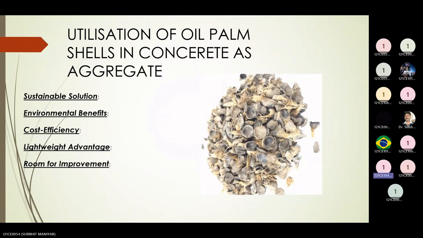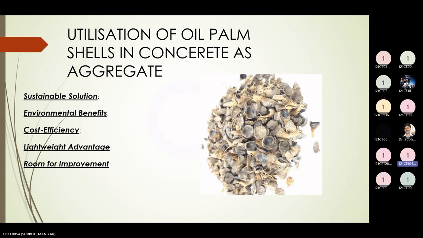Now, as I already discussed, in shells we use oil palm shells as an aggregate in this type of concrete. Why do we use this? Because it is a sustainable solution. In particular, these oil palm shells are found in the Malaysia region due to oil palm trees, and it is agricultural waste, so we can use it in lightweight concrete.